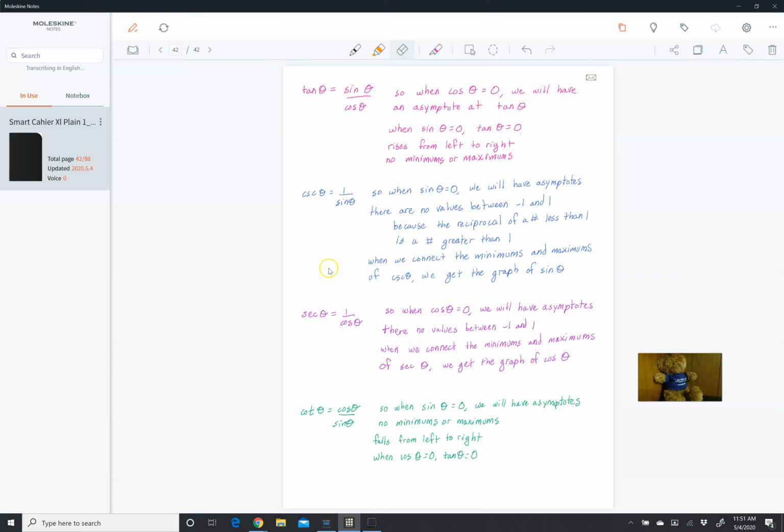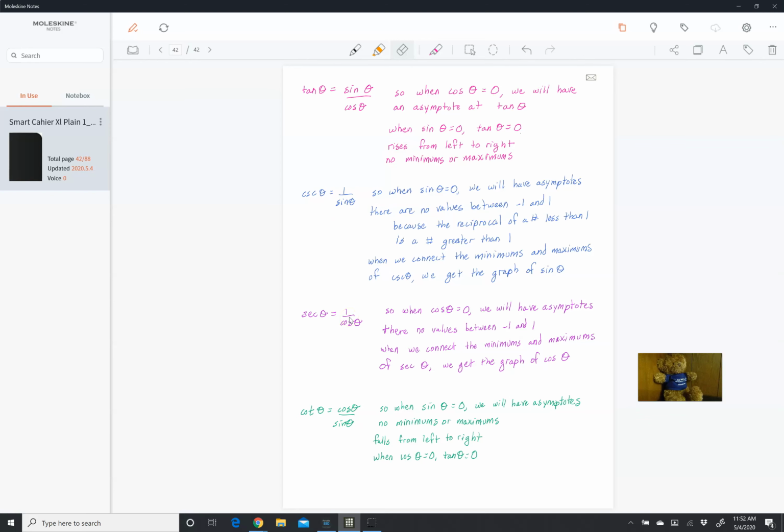What's another distinction between tangent and secant? Secant, there are no values between -1 and 1. Tangent, there are. How do we distinguish between cosecant and cotangent? Same thing. There are no values between -1 and 1 at cosecant. How do we distinguish between cosecant and secant? Well, they both have asymptotes. They both have no values between -1 and 1. But we could look at what the graph looks like when we connect the minimums and the maximums.